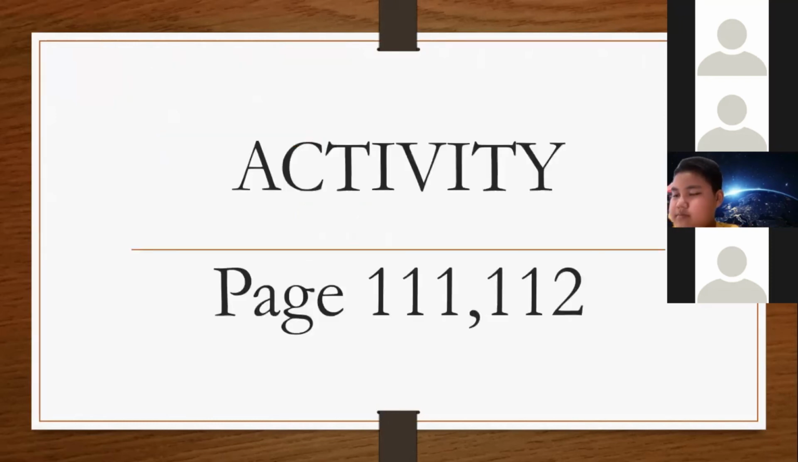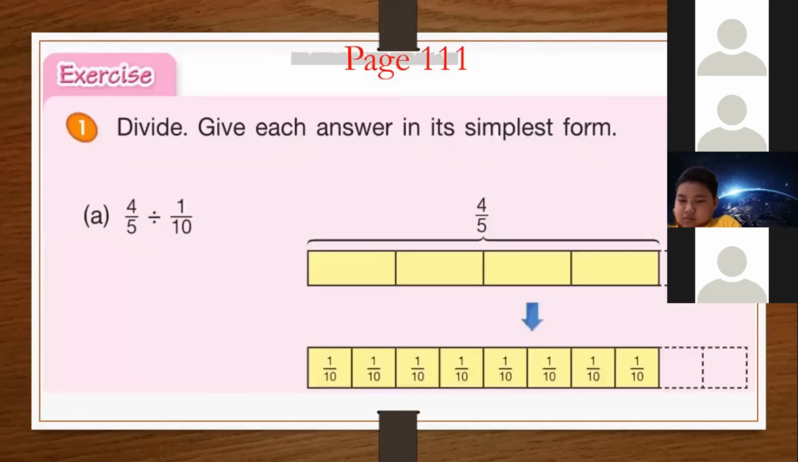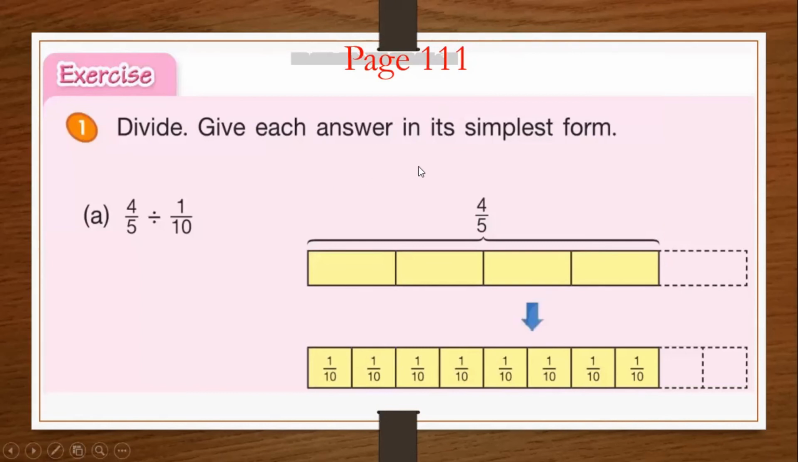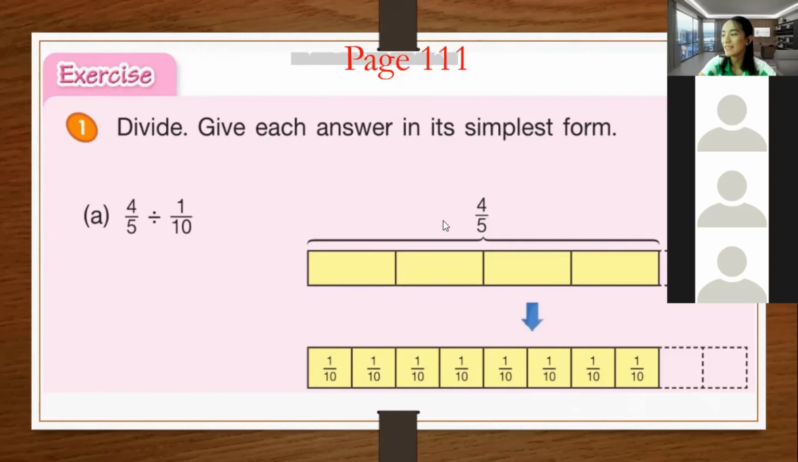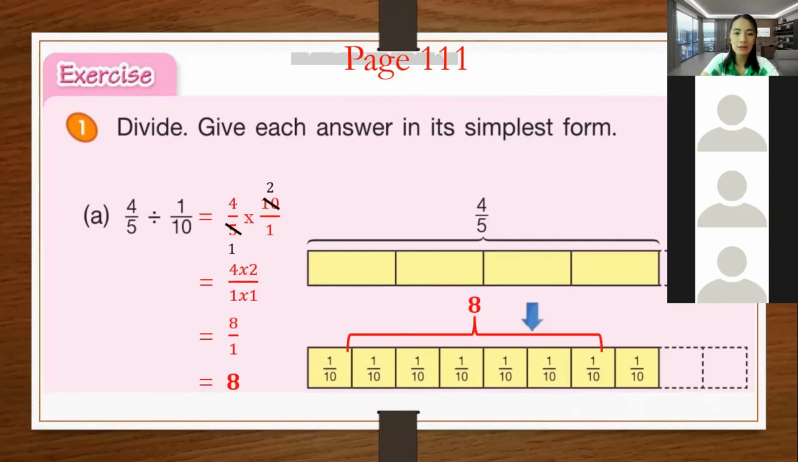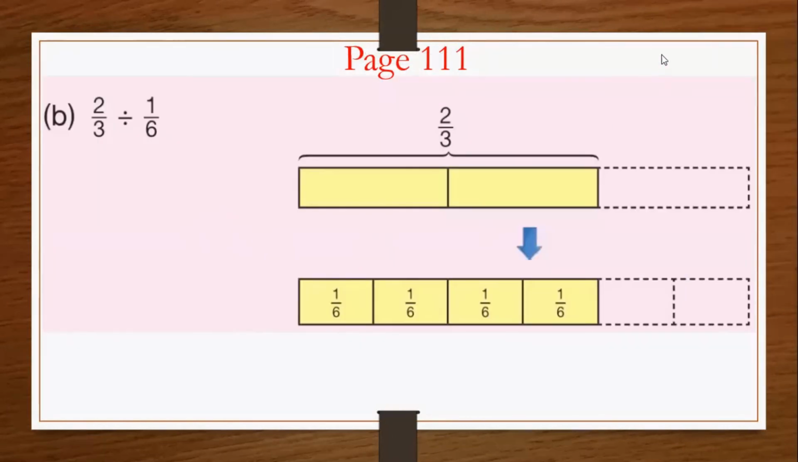So let's move on to your activity, page 111 and 112. Let's move on to number 1, divide. Give each answer in its simplest form. Letter A, 4 over 5 divided by 1 over 10. What's your answer? 8 over 1, or 8. What's your answer for letter B? 4 over 1, or 4. Very good.